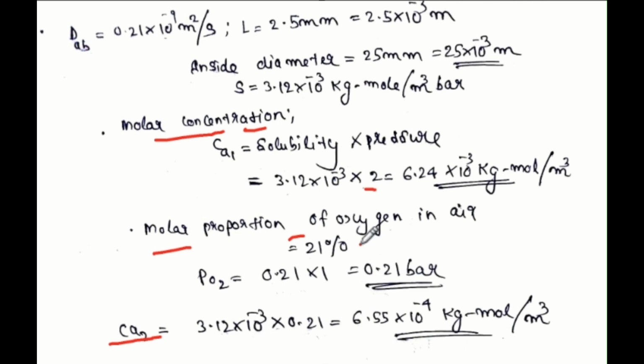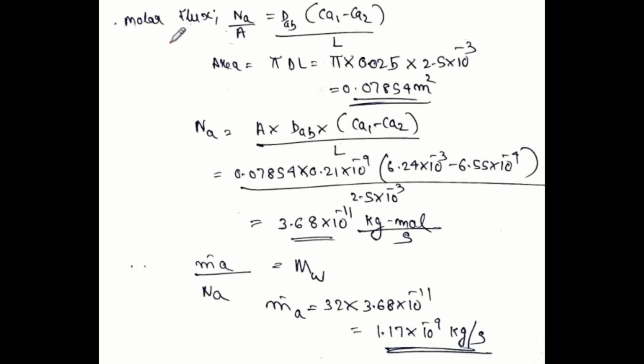Now we have the molar concentration both inside and outside of the rubber tube. This will be the equation we'll use to solve this problem. There are many ways you can solve this problem. Since I have found the molar concentrations CA1 and CA2, I need to use the molar flux equation. There is a mass flux equation as well as a molar flux equation. If I take the mass flux equation, I need to find the mass concentrations, rho A1 and rho A2. Since we don't have those values and I have found the molar concentration, I need to take the equation of molar flux.